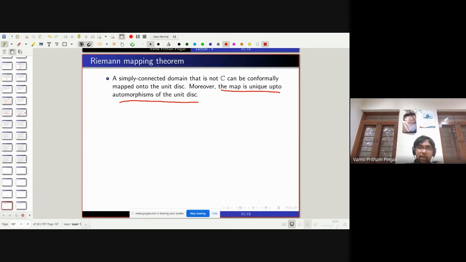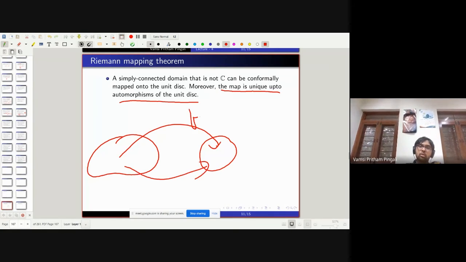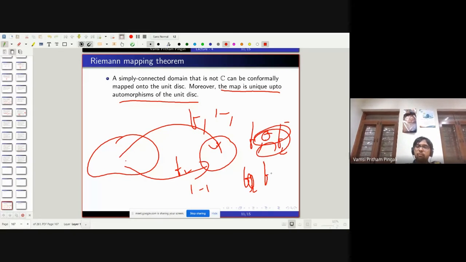I mean, if I give you two maps from the simply connected domain to the unit disk, which both are conformal maps, both are one-to-one analytic maps, the claim is that F2 composed with F1 inverse is a Mobius map. You take F1 inverse from the disk back to the domain, and then F2 to the disk again. This is what the statement is saying. Okay.